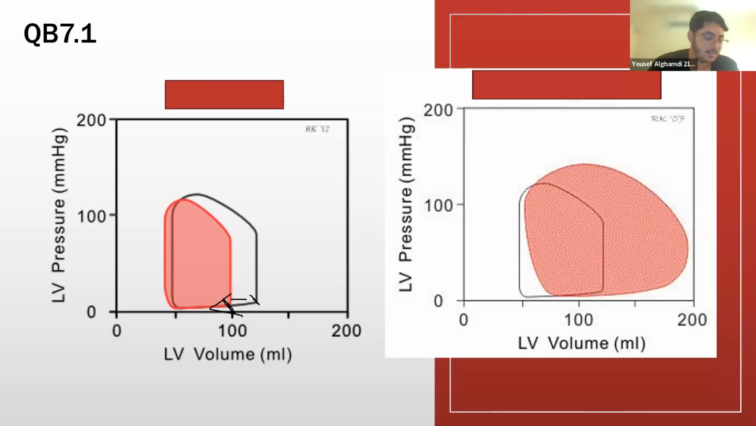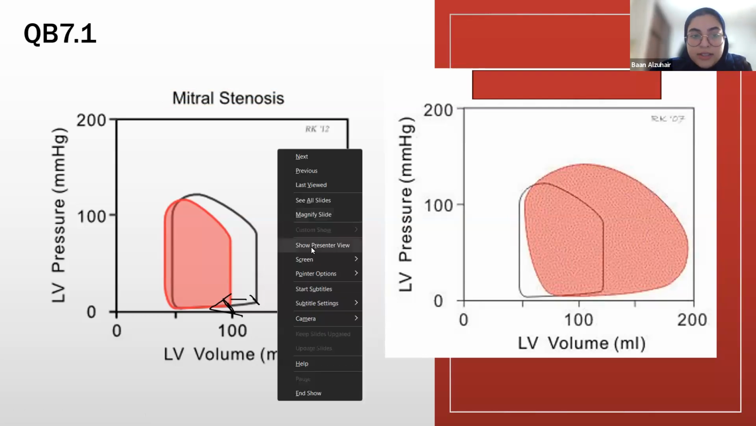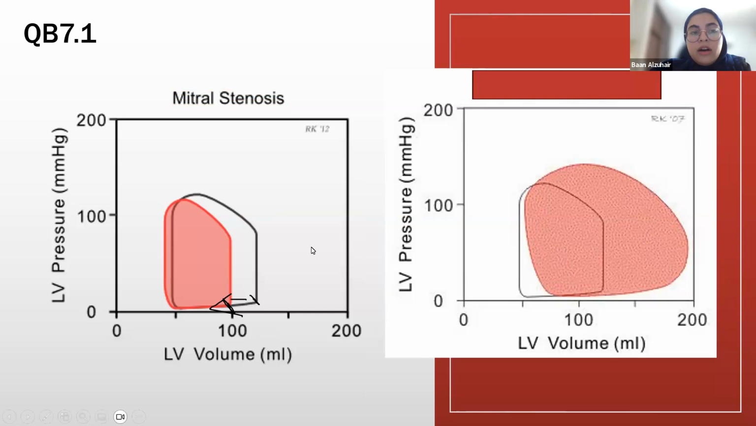Yousef, can you remove the box, please? It's an animation. You guys are right, mashallah. It is mitral stenosis. Narrowing of the valve, as Aisha said, and that would cause less blood to go from the atria to the ventricle.